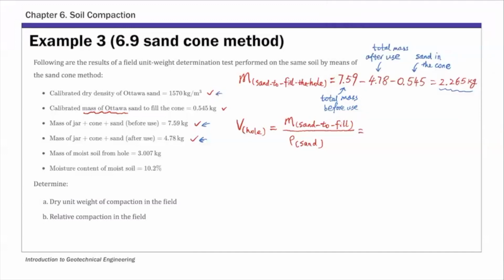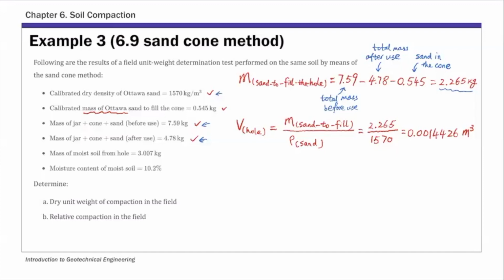Okay. So if you plug in that, this is 2.265 divided by 1570. Okay. So that gives you the volume of the hole. Okay. So this is going to be in cubic meters, 0.00144426 meter cube. Okay. So that's basically the volume of the hole you dig on the ground to take soil samples. So that's the sand cone method.